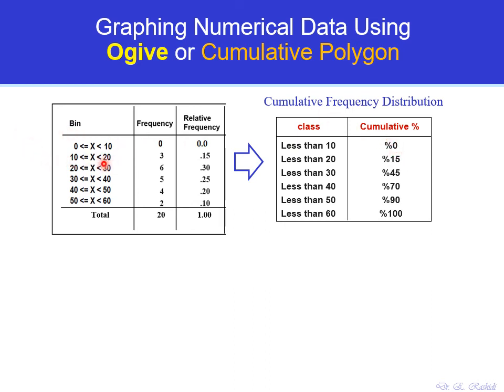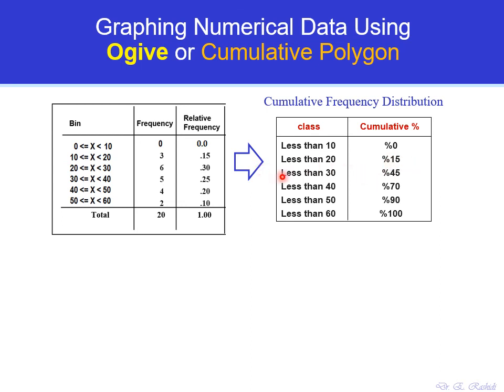The next class, here we have between 10 and 20. But we want to build the second row here. We have less than 20. That means it includes the previous as well. Less than 20 means between 10 and 20 and between 0 and 10. So as you see, it's cumulative. It adds up to the previous one. The cumulative percentage for that is 15%.